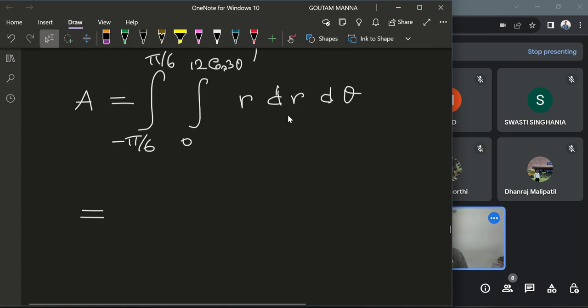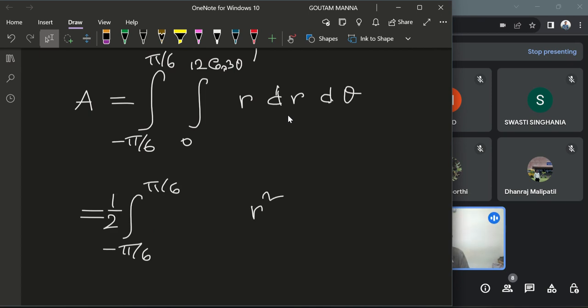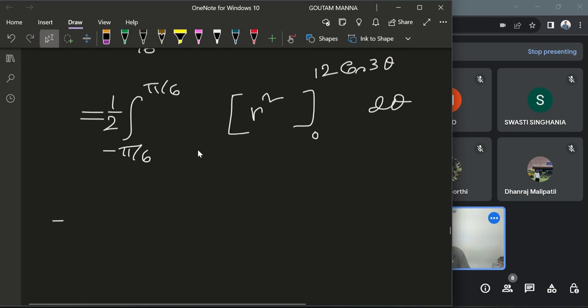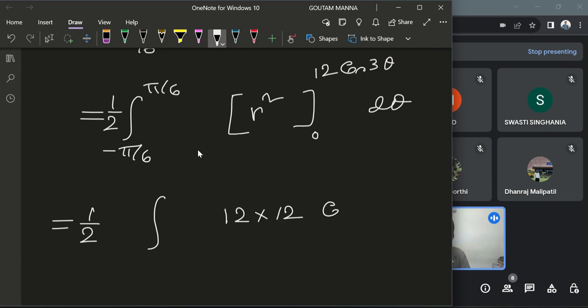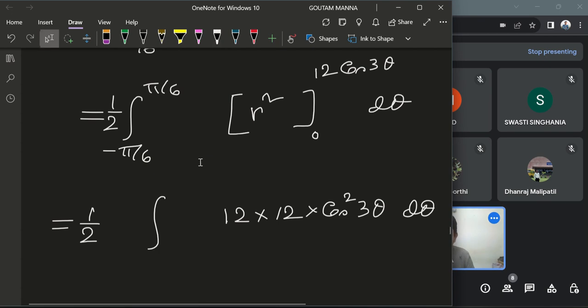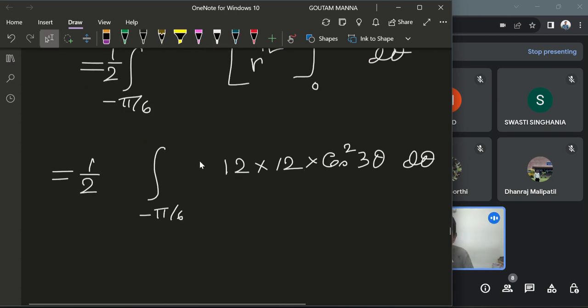And now we can integrate. So from minus pi by 6 to pi by 6, it will be r square by 2, putting the half outside, r square, the limit going from 0 to 12 cos 3 theta, d theta. Then it will be half times 12 times 12 times cos square 3 theta d theta. Theta will be going from minus pi by 6 to pi by 6.